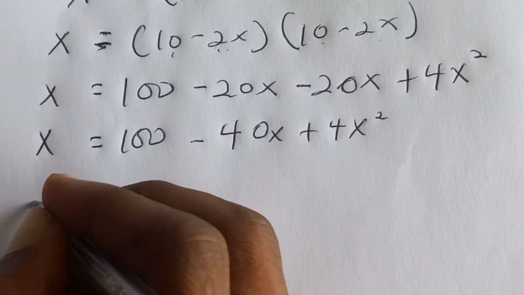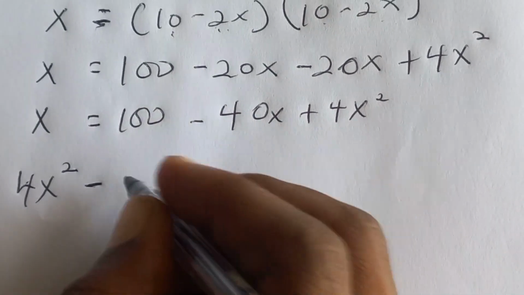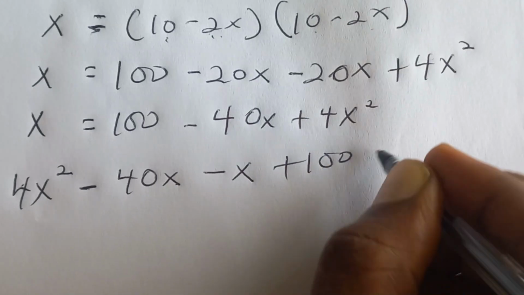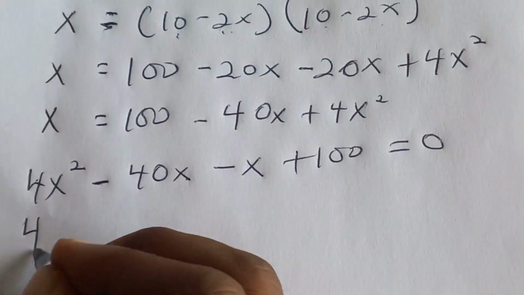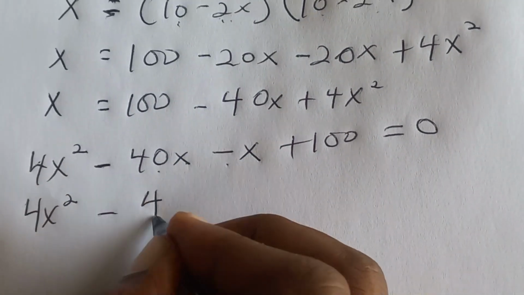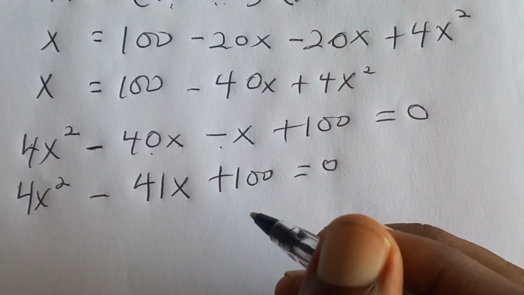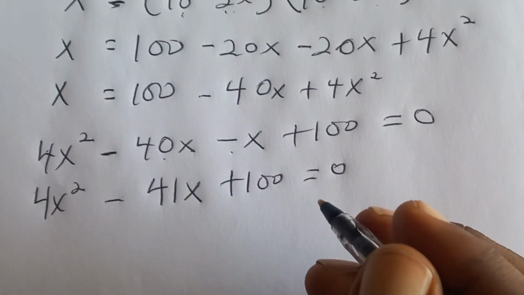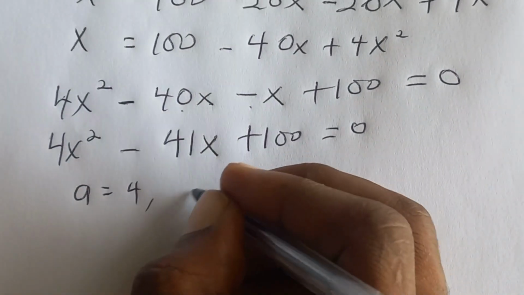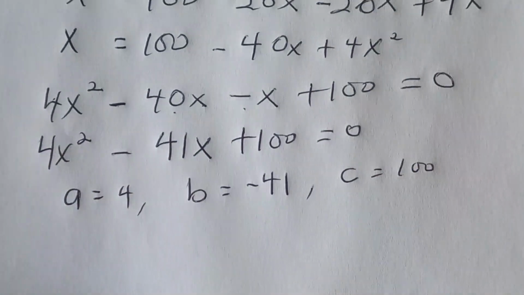So we are going to get 4x squared minus 40x minus x plus 100 is equal to 0. So our 4x squared minus 40x minus x, we are going to get minus 41x plus 100 is equal to 0. Okay. So with this, we will say that our a is equal to 4, our b is minus 41, and our c is 100.